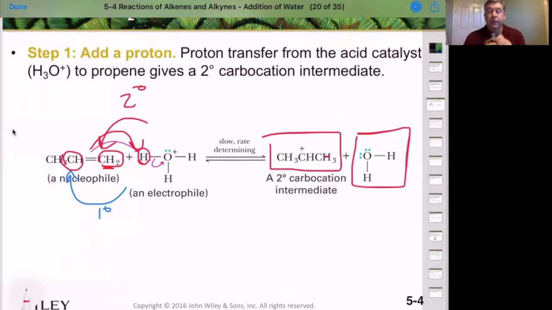Okay, so that was our first step. So we went through our transition state of those electrons reaching out and grabbing that hydrogen, and we formed our intermediate here as our secondary carbocation.